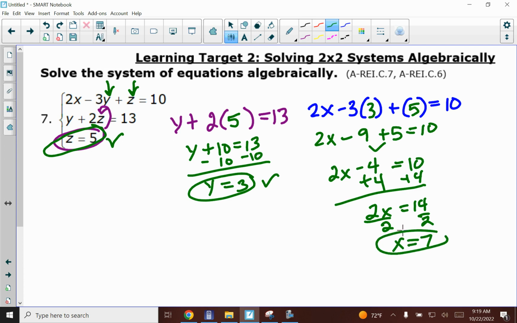Now, since this one has 3 answers, we have to make sure that we write it sort of like an ordered pair, but this time it's going to be an ordered triple. When I say ordered triple, it's because it's going to be in alphabetical order. So the x has to go first. So 7, comma, y is next, so 3 is next. And then finally the z, which is 5. So that's my answer.